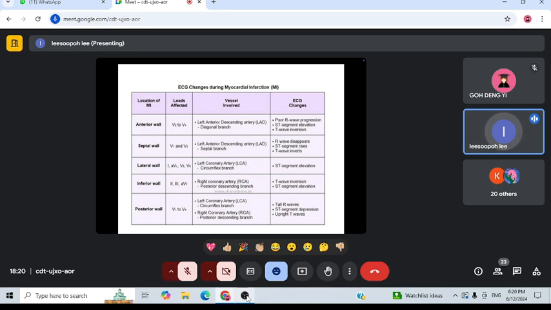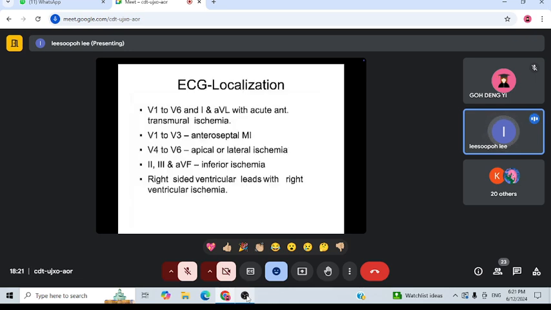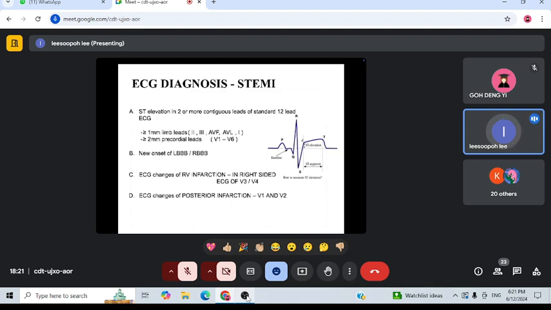If you want to know more, this is good. If you want to remember something, just remember number A. You need to have ST elevation in at least 2 or more leads. If you really have a heart attack, it's impossible to have ST elevation in only a single lead. So you need at least 2 leads in the 12 lead ECG to have ST elevation for STEMI.